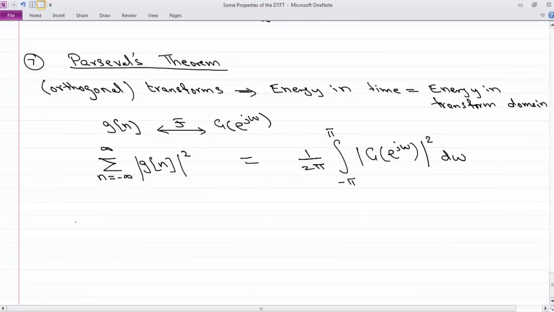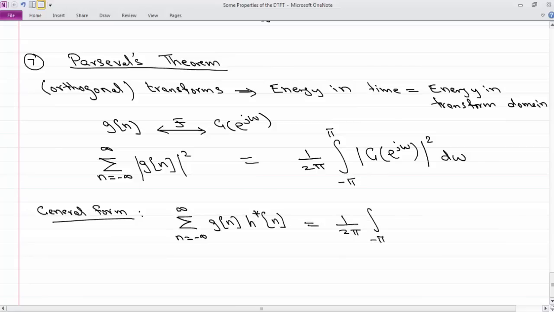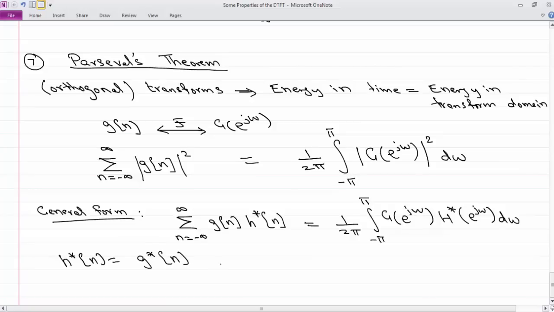There's a general form of Parseval's theorem, which I'll just give for reference. If you are given two sequences, g and h, and you multiply g[n] with the conjugate of h[n] and sum, that is equal to the same operation in the frequency domain, with the 1 over 2 pi factor. Now how do you derive the special case from this general form? You put the conjugate of h[n] equal to the conjugate of g[n]. Also remember that the absolute value squared of a complex number is simply that complex number multiplied by its conjugate. That's how you use the general form to derive the special form.